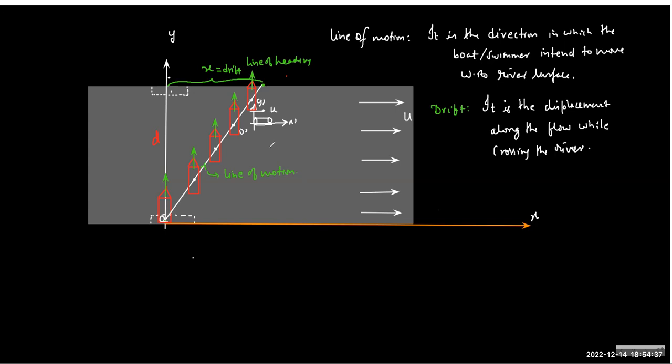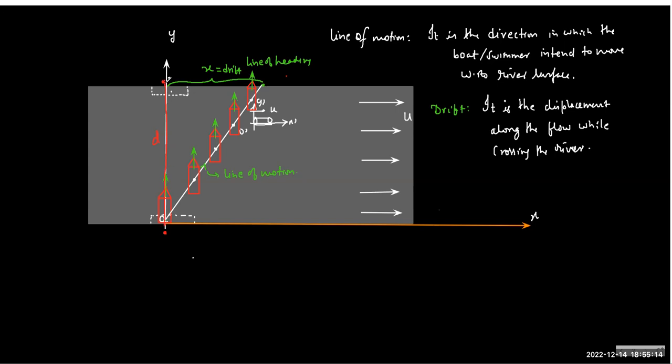Okay. Let's say a person is starting from this bank of the river, and you want to land here. Landing here means what? You do not want any drift, yes or no? Yes, sir. So to have zero drift, what should be the line of motion? Line of motion, not heading. I want to go here exactly. Sir, line of motion should be perpendicular to the bank. This is the line of motion.